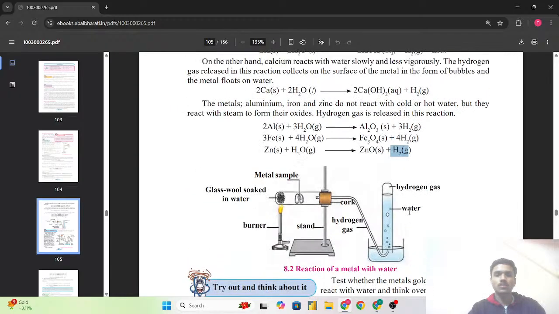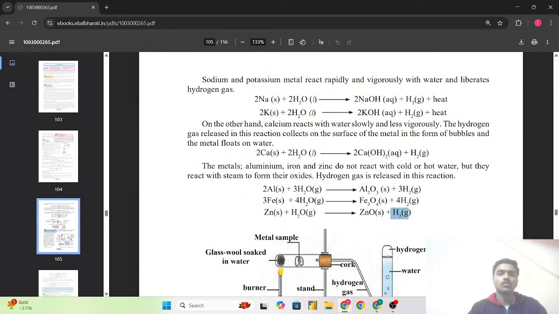So we have seen the different examples: sodium and potassium react rapidly and vigorously with water and liberate hydrogen gas. Compared with sodium and potassium, calcium reacts with the water slowly and less vigorously. And aluminium, iron and zinc do not react with cold or hot water, but they react with the steam to form their oxides.